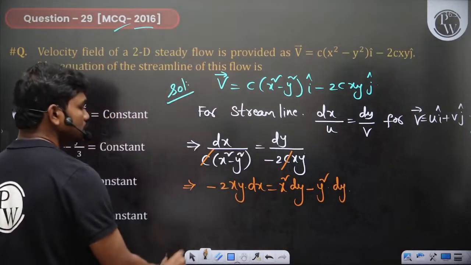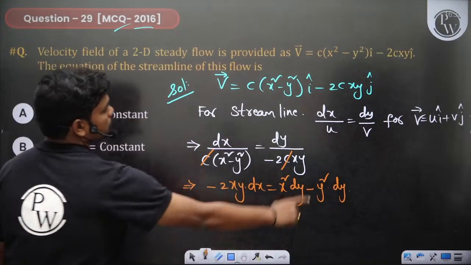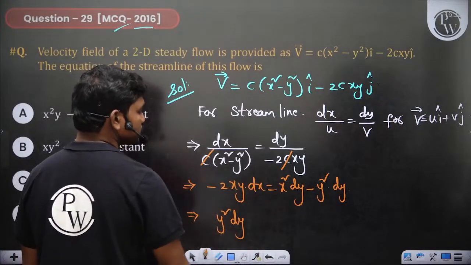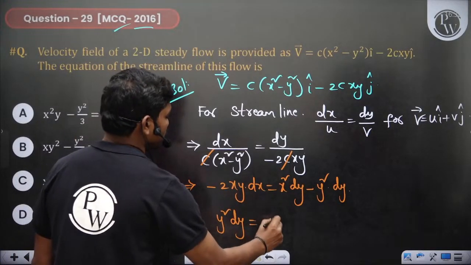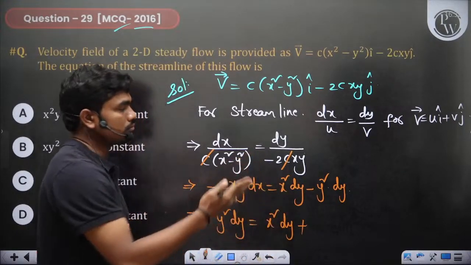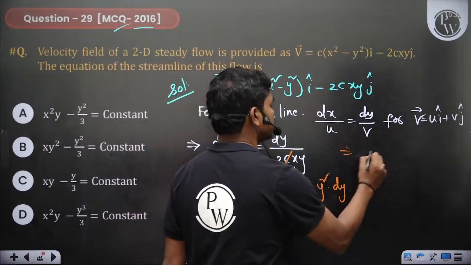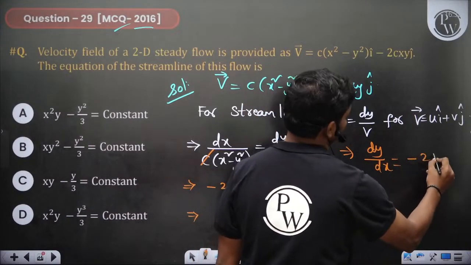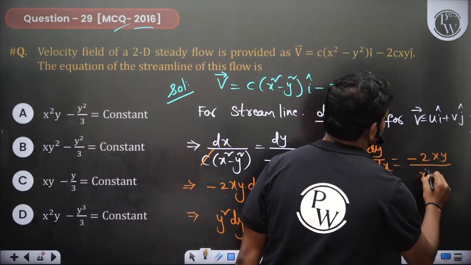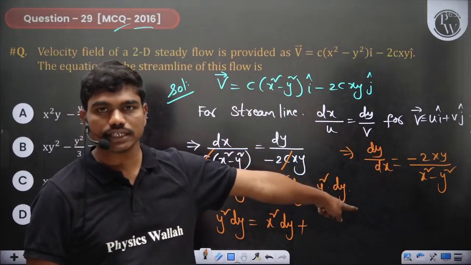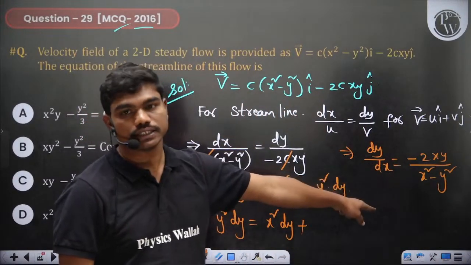Okay, let's do some jugaad. You bring this y square dy here, then y square dy is equal to x square dy. Ultimately you will end up with this differential equation: dy by dx is equal to minus 2xy by x square minus y square. Okay, so we can solve this equation. It's a first order homogeneous equation.